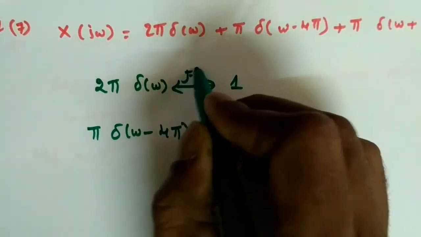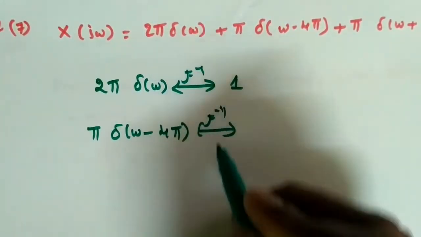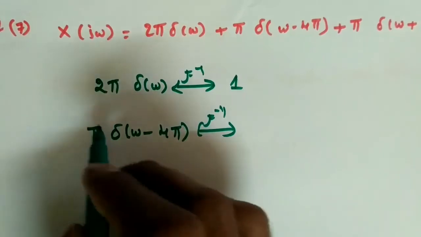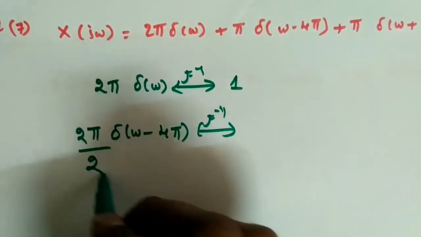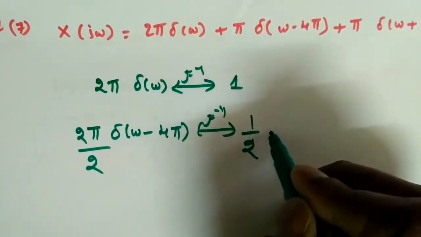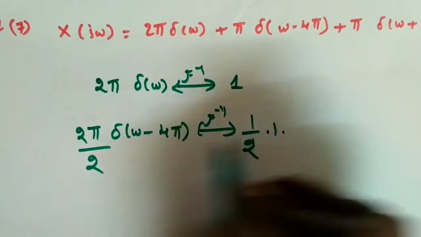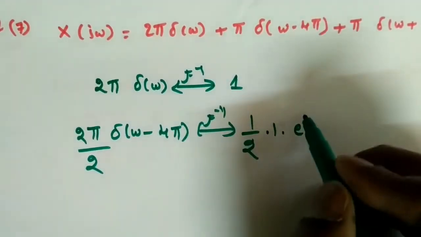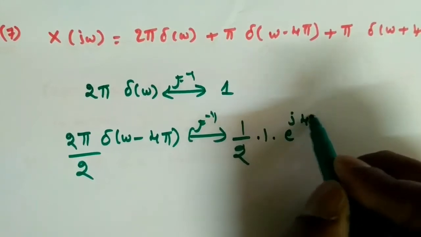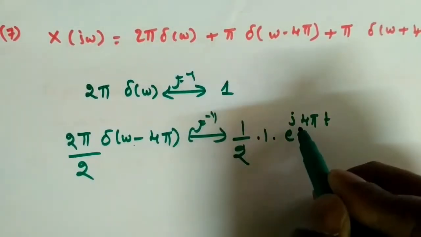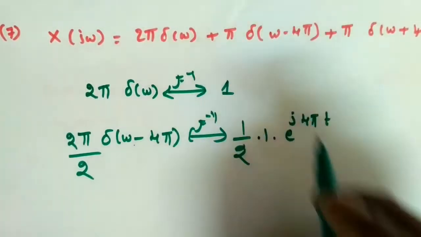So what is the inverse Fourier transform? There should be 2 pi, right? So what we do, 2 pi by 2. So that means 1 by 2 into 1 for this shifting. So it will become e power j 4 pi t. Here it is minus, but we should get plus because it's a frequency shifting.